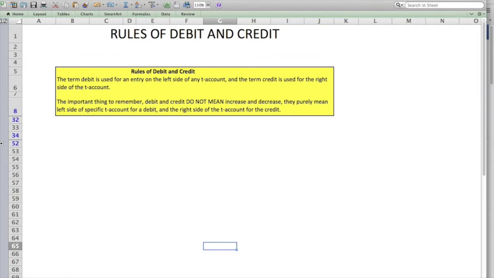Before we go any further, we'll cover the rules of debit and credit. The term debit is used for an entry on the left side of any T account, and the term credit is used for the right side of the T account. The important thing to remember, guys, is that debit and credit do not mean increase and decrease. This tripped me up a lot in school when I was learning this the first time. Debit and credit purely mean the left side of the T account for the debit, and the right side of the T account for the credit.